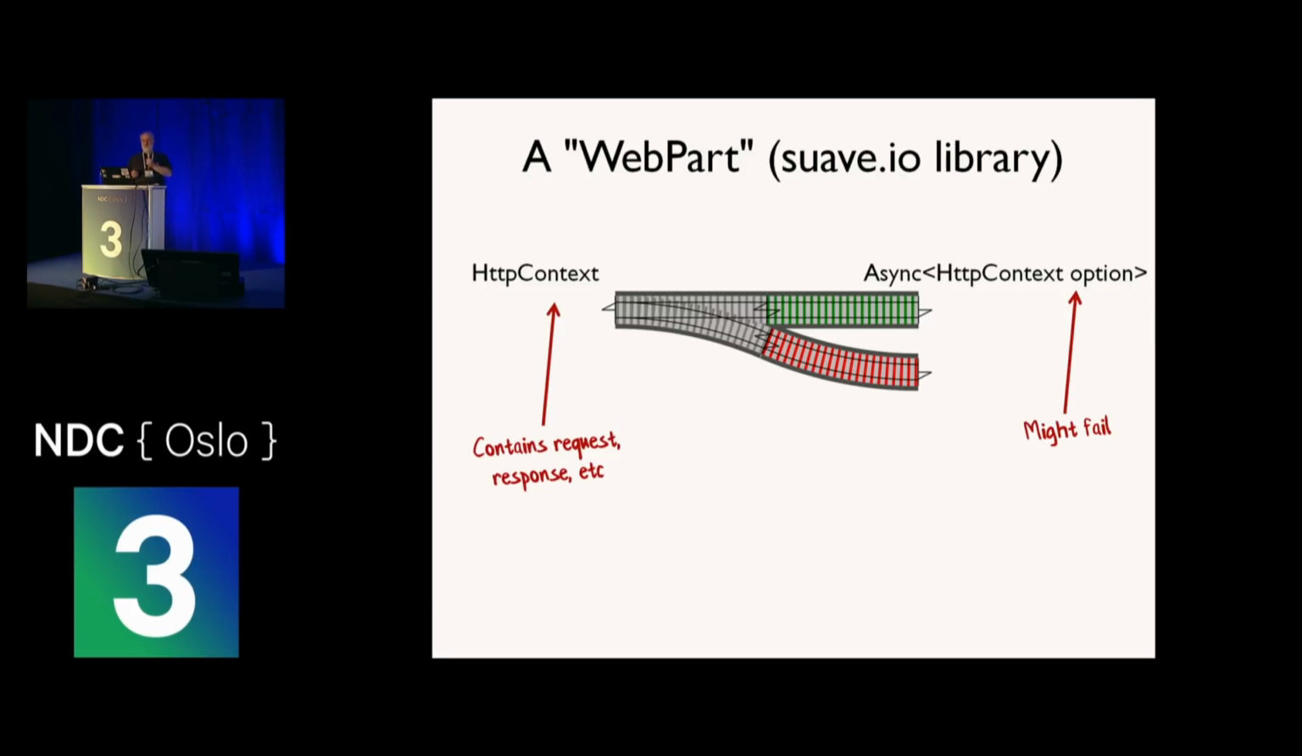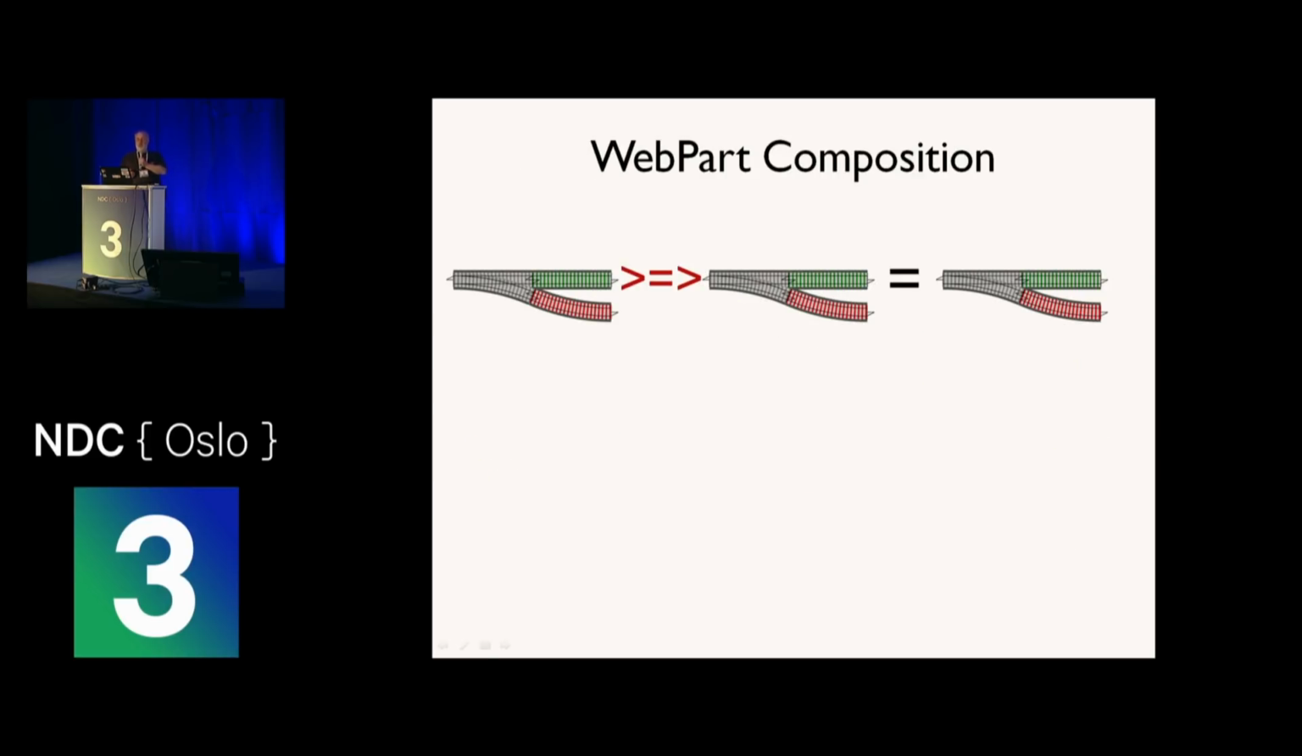So it's got two possible outputs. Okay, so it might fail. Right, so there's a whole bunch of things. Let's look at how this works in practice. So the way you glue these things in Suave is you have this composition, the Kleisli composition symbol, which is an angle equals angle.